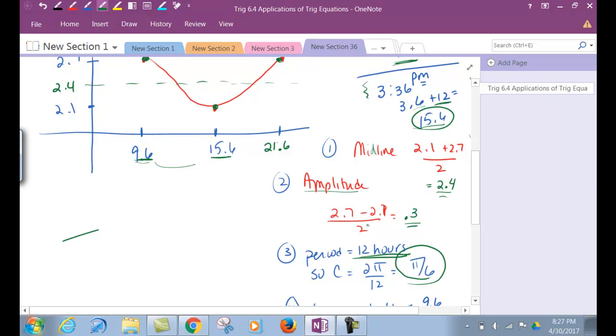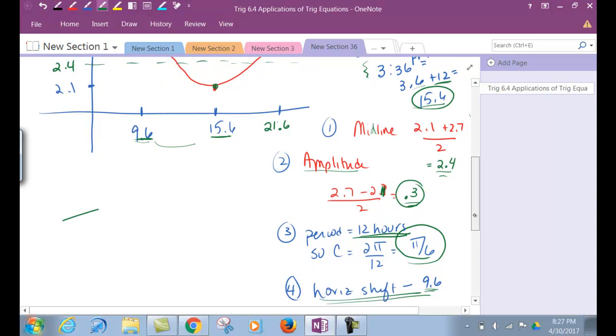Okay, the amplitude is how far we travel from the 2.4 up to the 2.7 or down to the 2.1. Mathematically, the way we find that is this time we subtract them and divide by 2. We get the amplitude to be 0.3.